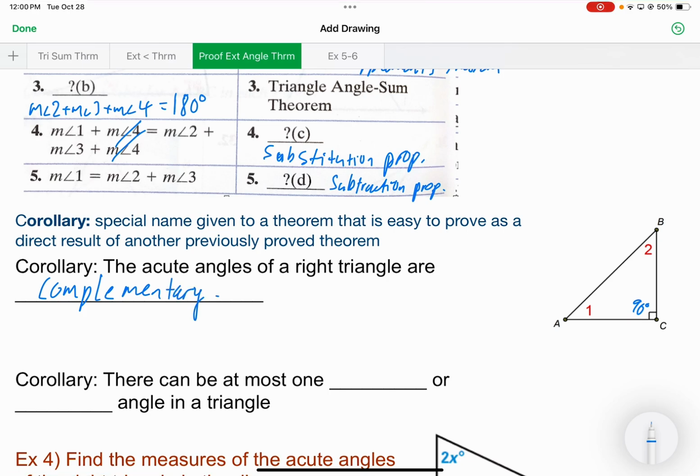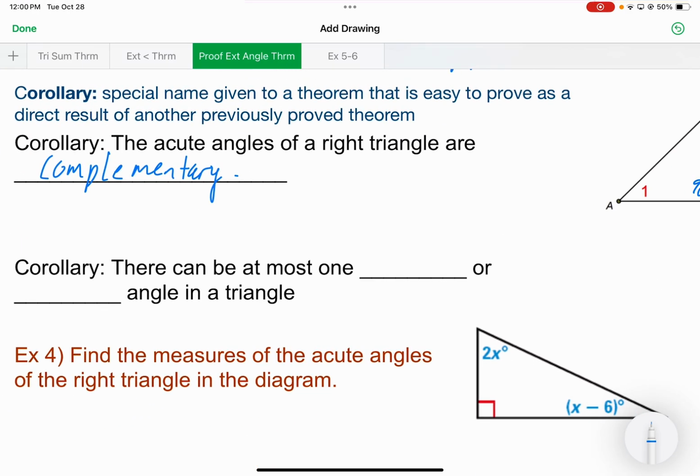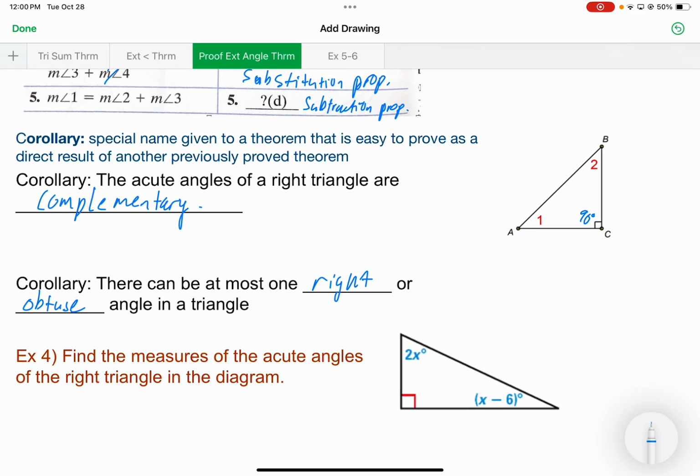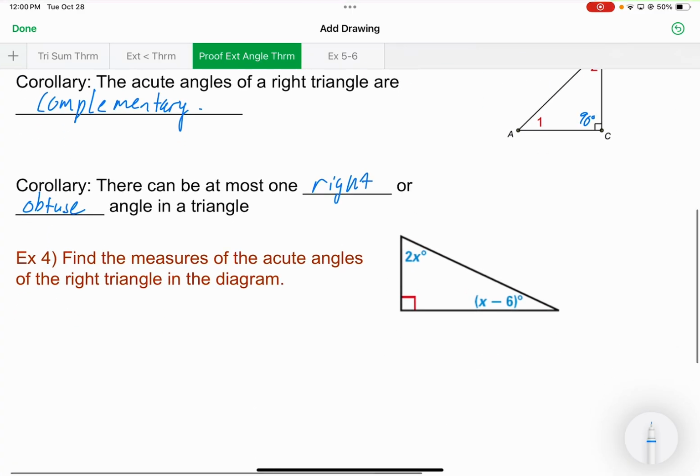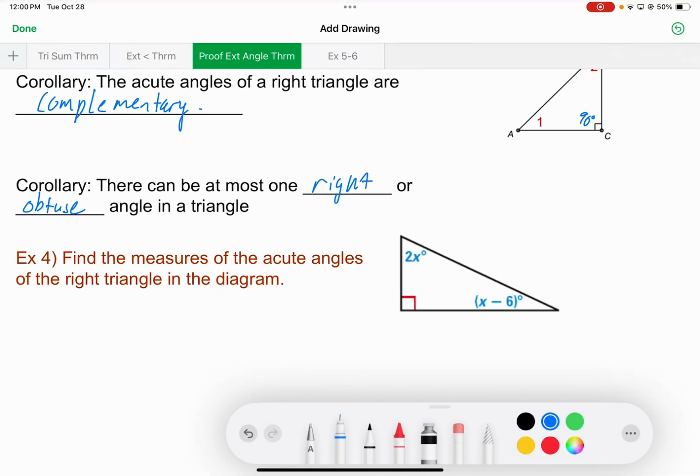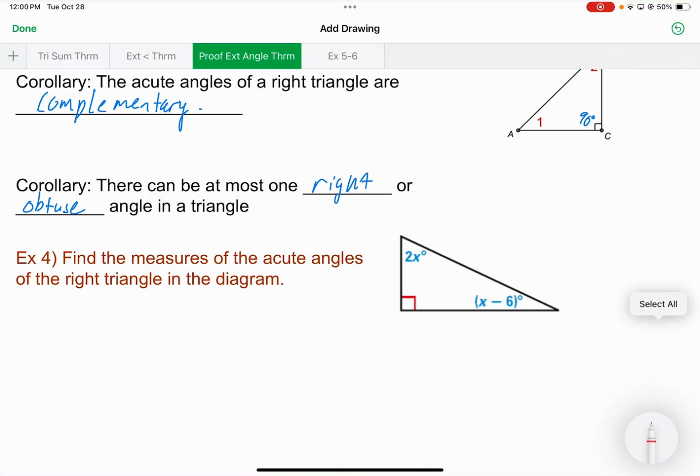Okay. Good. All right. I talked about this yesterday, and by yesterday I mean Friday. There could be at most one right or obtuse angle in a triangle. We can use that theorem to help us do this next example. So find the measures of the acute angles in the right triangle in the diagram.